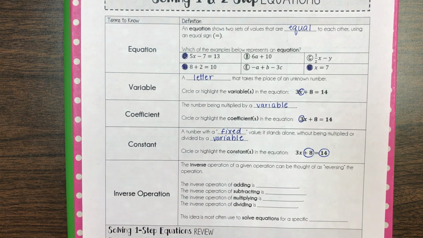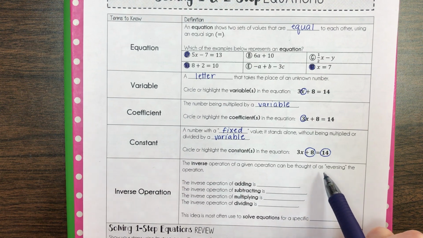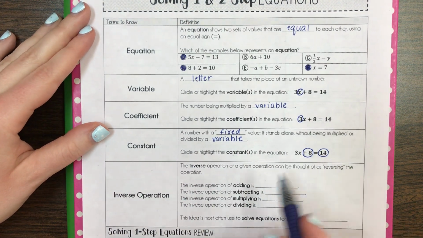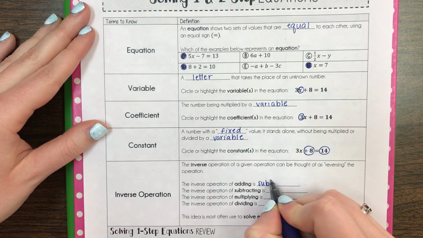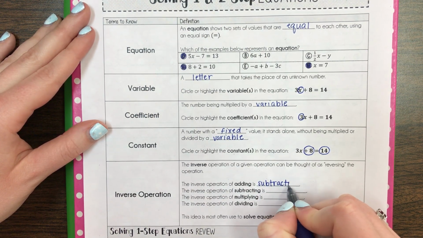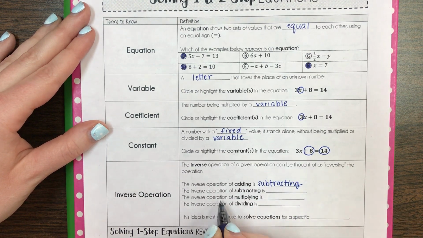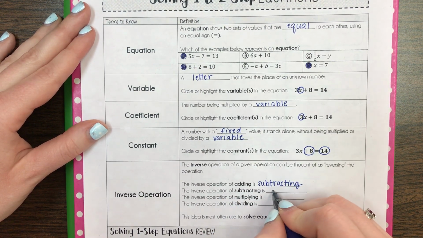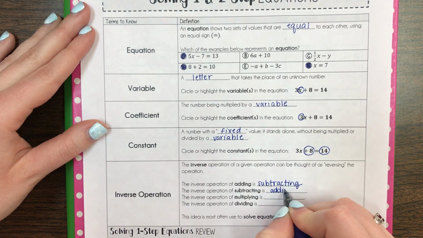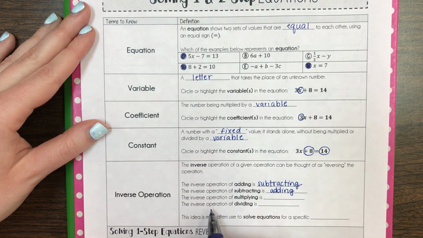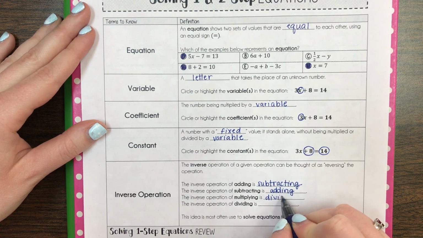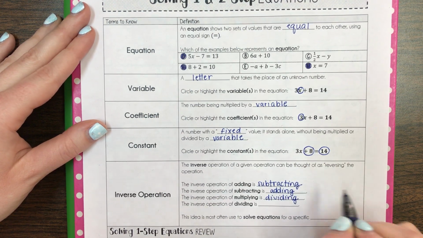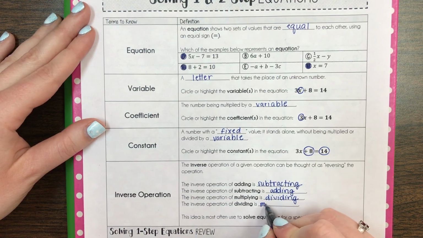Next we have inverse operation. So the inverse operation of a given operation can be thought of as reversing the operation. So the inverse operation of adding is subtracting. So then the inverse operation of subtracting is adding. The inverse operation of multiplying is dividing. And the inverse operation of dividing is multiplying.